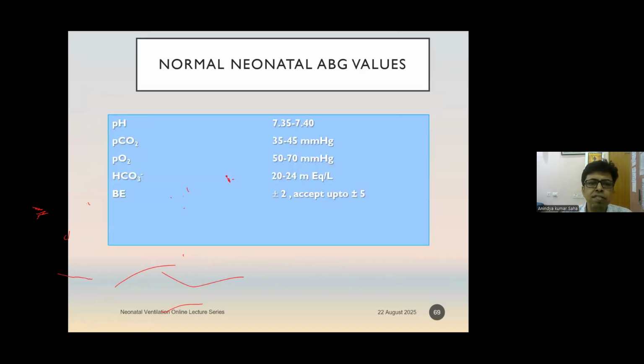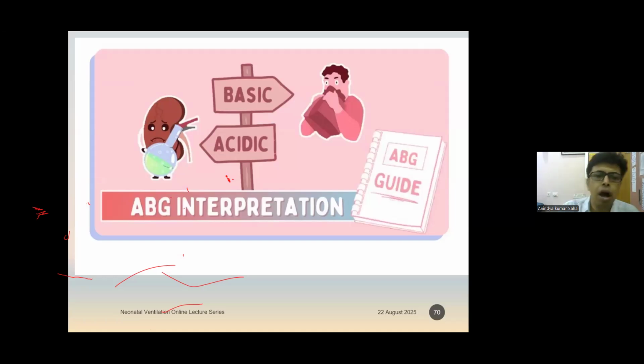So this is the normal neonatal ABG value. There are somewhat different values in different reference frames. Normally pH is 7.35 to 7.45. The PCO2 is 35 to 45. PO2 is 50 to 70 millimeters of mercury. Bicarbonate is 20 to 24 milliequivalents per liter. Base excess is in some places told as plus or minus 2 to plus or minus 3, and in the case of a neonate, plus or minus 5 is acceptable.